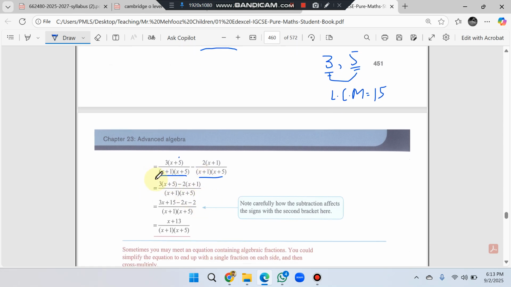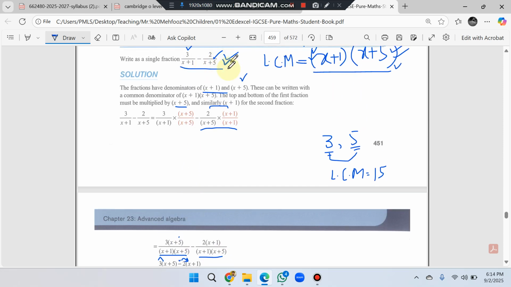So first of all we have to simplify the numerator by multiplying into the brackets with 3. So it becomes 3x plus 15 minus, now 2 multiplied by x, that will be minus 2x, and 2 multiplied by 1, that will be minus 2 because of this negative sign. Okay, after that this 3x minus 2x becomes 1x, and this 15 minus 2, that will be 13. So this is your single fraction, that is the result of the subtraction of these two fractions.